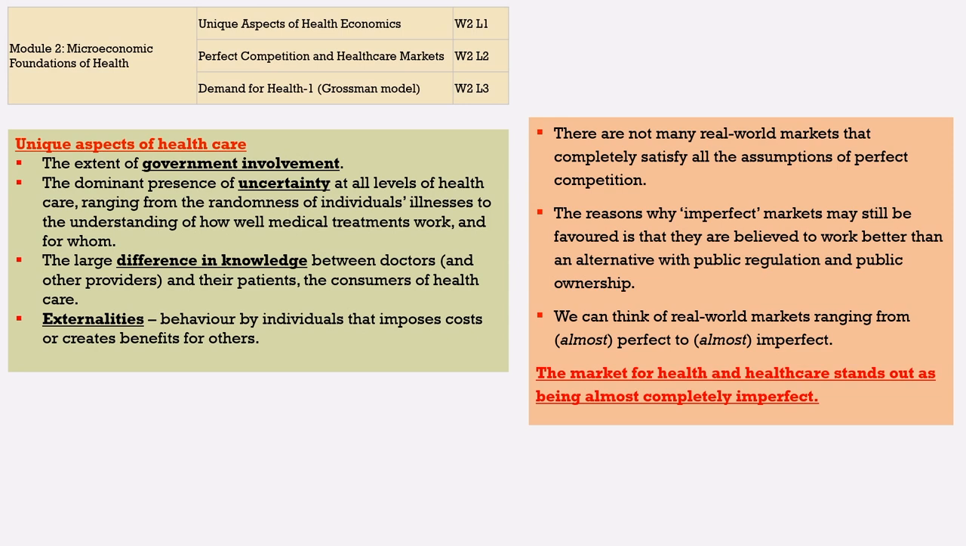We also distinguished between the economic characteristics of perfectly competitive market models and how healthcare markets are imperfect models, and what the distinctions are between these two forms of market. And in the third lesson, we postulated a basic demand for health model following the Grossman model of demand for health or healthcare. So, with respect to unique aspects of health, we identified 4 important characteristics.